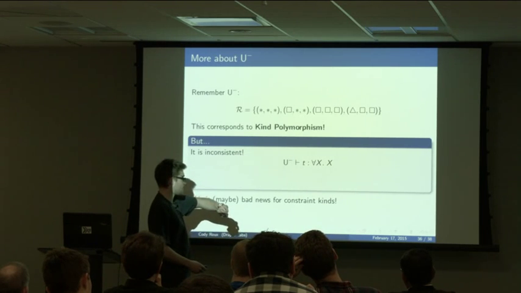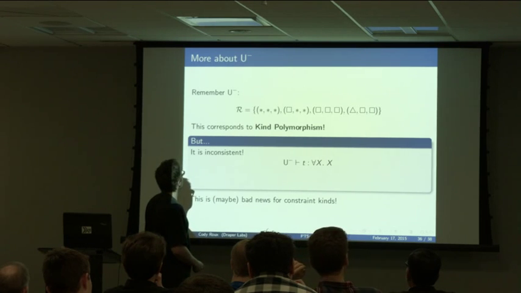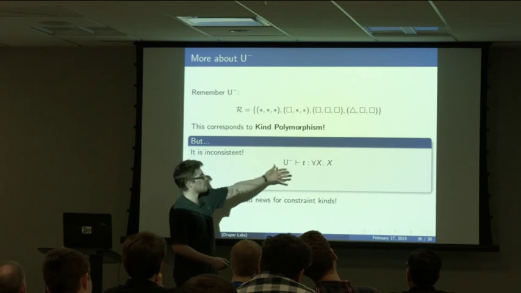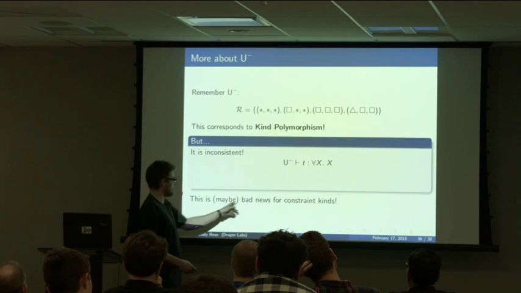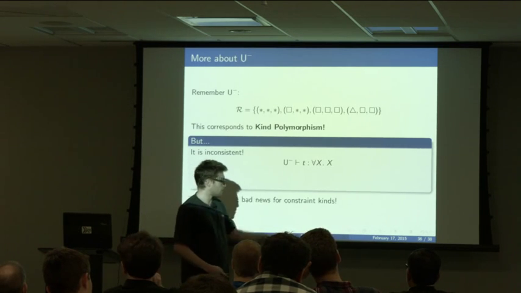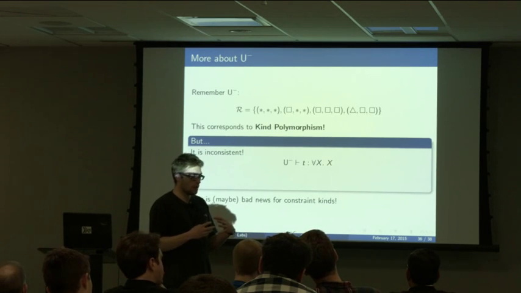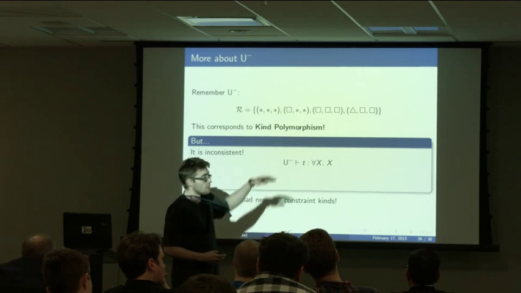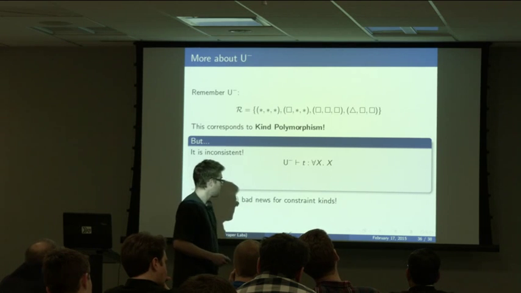Okay, I guess I've gone over, which I feel terrible about because I thought I was well under. So U minus has kind polymorphism, and U minus is inconsistent, as I said earlier, because you have non-termination, which I said is maybe bad news for polymorphic kinds. I wrote constraint kinds, but I meant polymorphic kinds. Basically, if kind polymorphism is impredicative, as it is in U minus, it's not? Yeah. Okay, well then scratch this remark.